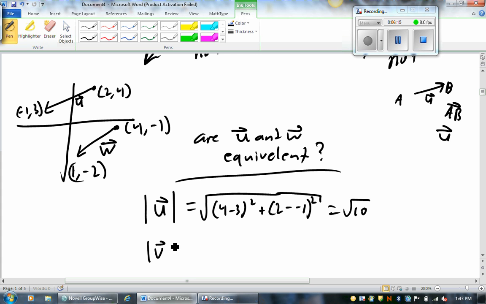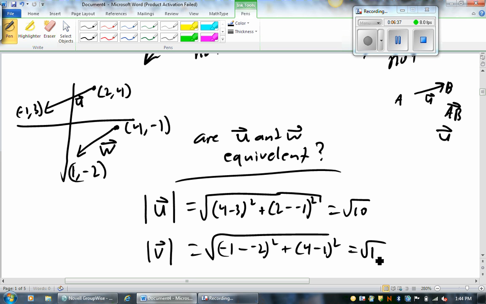Do the same thing with vector v. Distance formula. Vector v has negative 1 minus negative 2 squared plus 4 minus 1 squared, which is coincidentally radical 10. So this is only half of it.